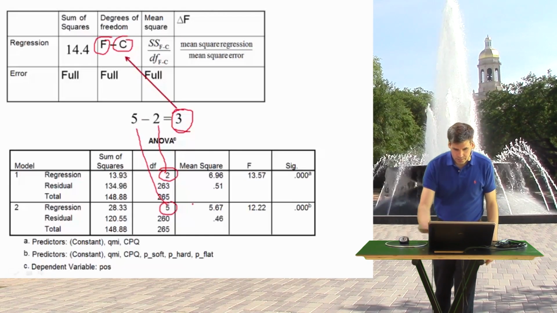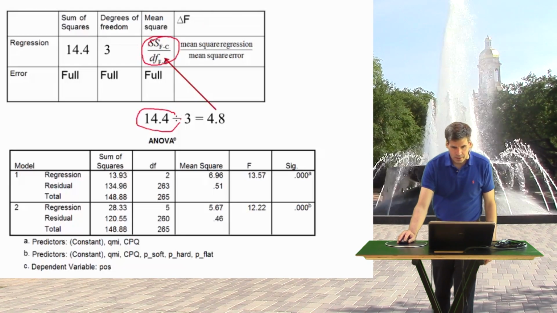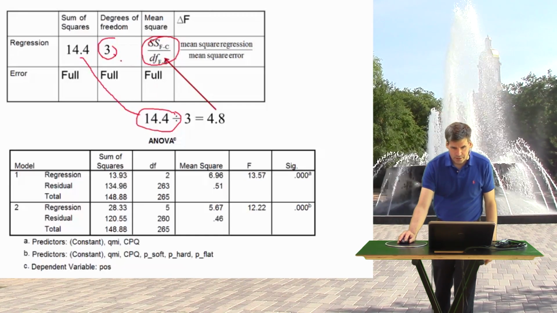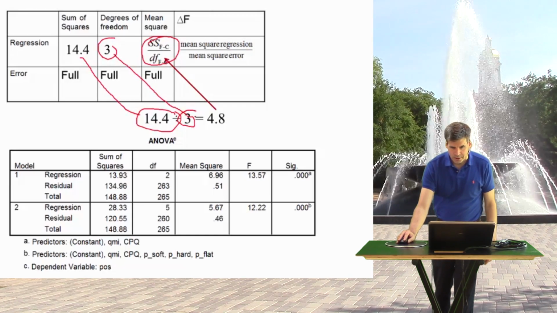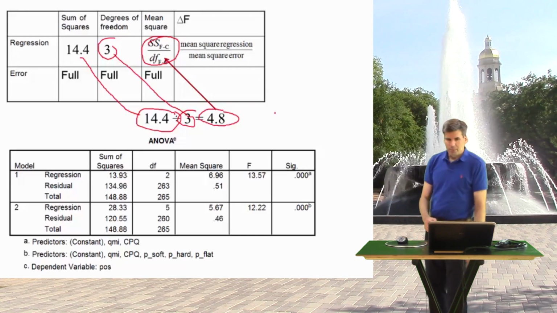And now we can calculate our mean square for our explained variance, or mean square regression, by taking our sum of squares divided by degrees of freedom, 3, to get our mean square regression, which is 4.8. And so I plug that in.